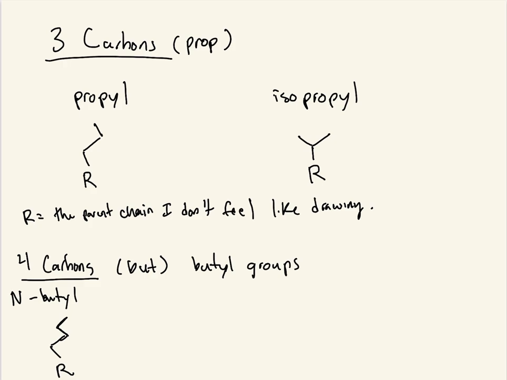Right, so you're like, well, this looks like the normal butyl group. Why is it called n-butyl? Well, because n stands for normal, so that's the normal butyl group. Then we have 1, 2, like this. This will be isobutyl.